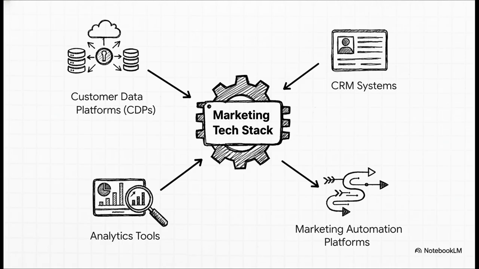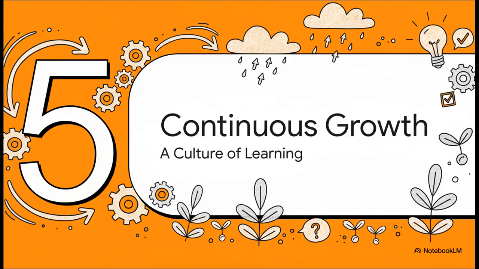Your CRM is your central hub for all customer data. Marketing automation platforms let you scale your communication. Analytics tools like Google Analytics show you what people are actually doing. And then you have tools like CDPs, customer data platforms, that bring all this scattered data together so you finally have one single unified view of your customer. It's a game changer.